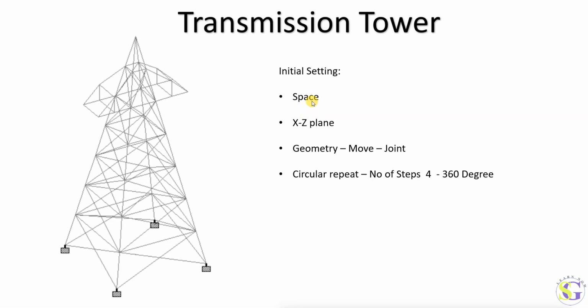Keep it in space and you need to use the XY plane. Please remember you need to keep it in the XY plane. The very familiar tools you use for transmission tower modeling are the geometry move joint option, and the second option is circular repeat. We need to use circular repeat with number of steps 4 at 360 degrees. These are the things you should be aware of when you model a transmission tower.